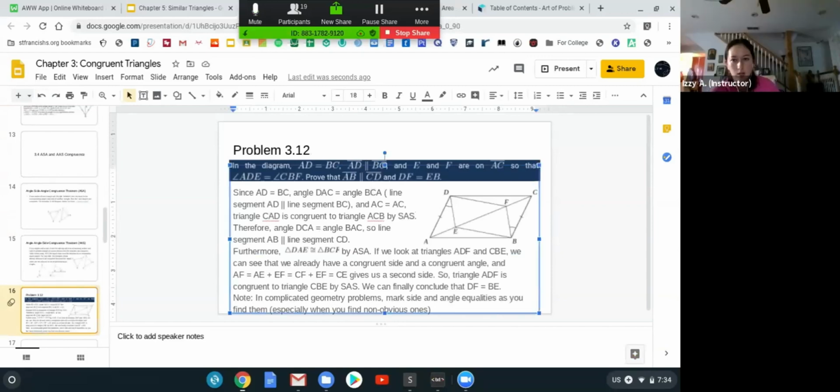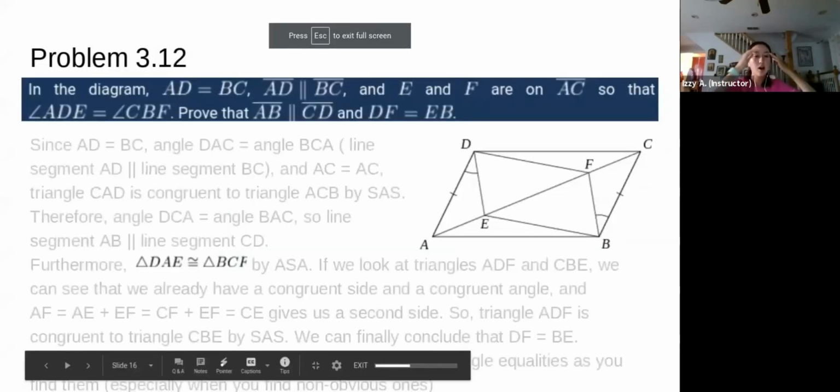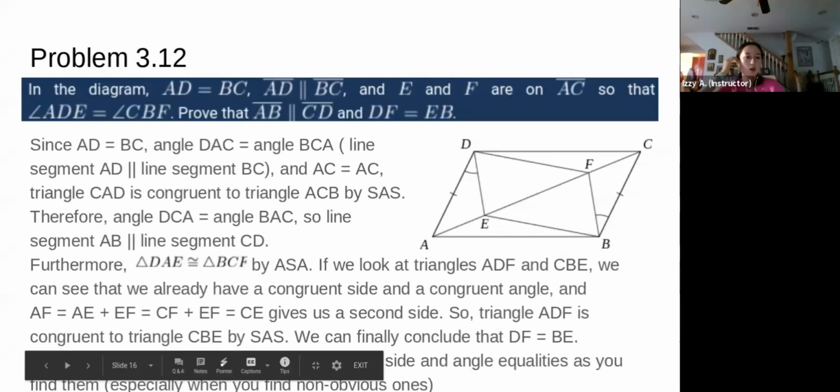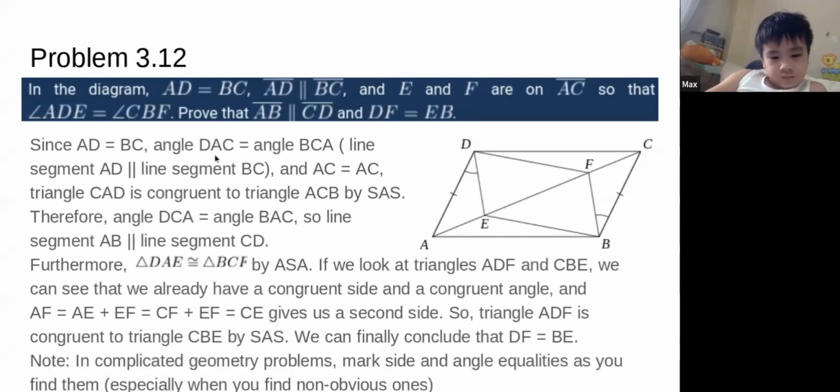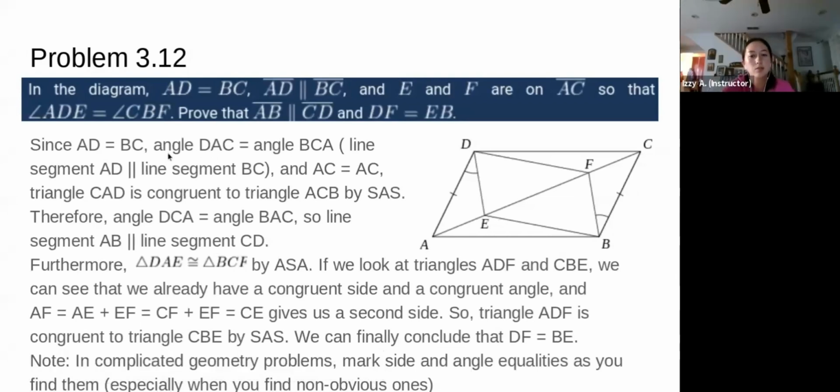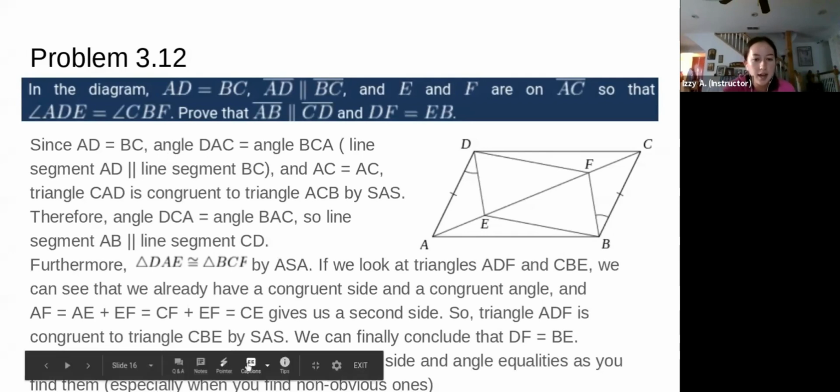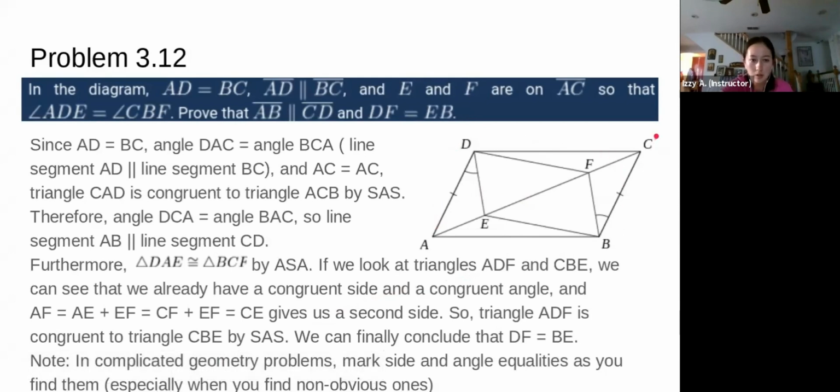BCA, DAC. Okay, that was what I was originally trying to say. I apologize for that. Since we know that AD is equal to BC, and angle DAC is equal to angle BCA because segments AD and CB are parallel to each other, and AC is equal to AC, we can say that triangle CAD is congruent to triangle ACB by SAS.